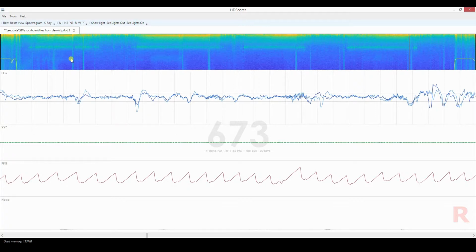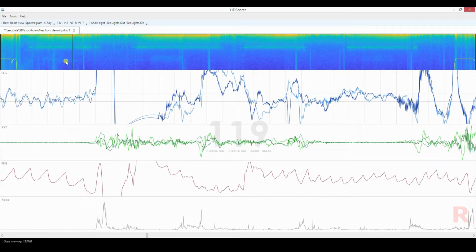Movements, or generally anything that disturbs the EEG electrodes, results in a bright vertical line. For example, let's move here and see what's going on. Here we have a lot of movement, you can see here in green, and consequently the EEG signal becomes very dirty. It goes out of range for some 4 seconds. So that's what's creating this vertical line.